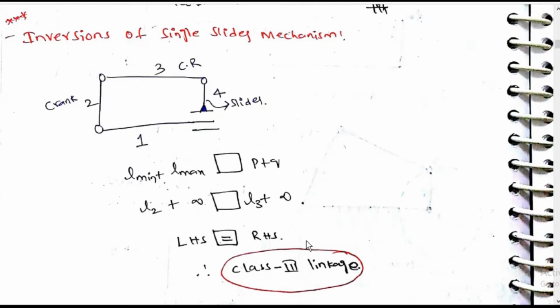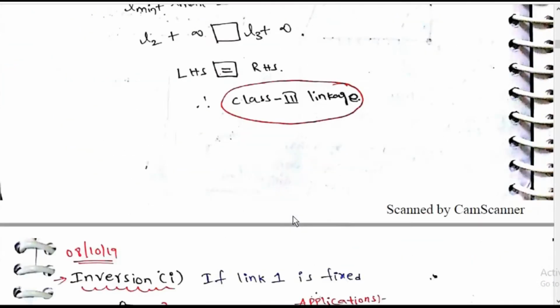Inversion of single slider mechanism: links 1, 2, 3, 4, slider crank connecting rods. Lmax plus Lmin versus P plus Q. Like Lmax is infinity and Q is infinity. LHS is almost equal to RHS. Class 3 linkage.